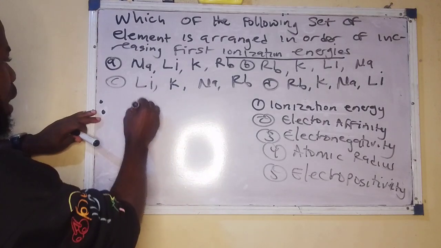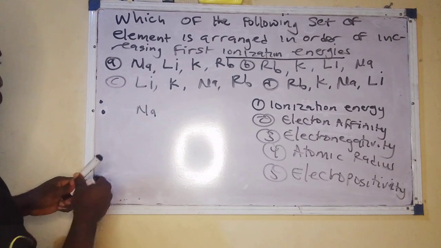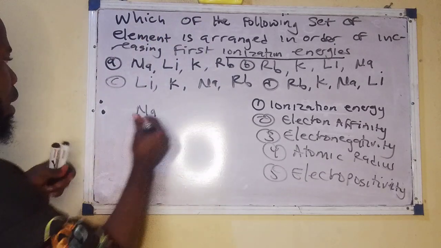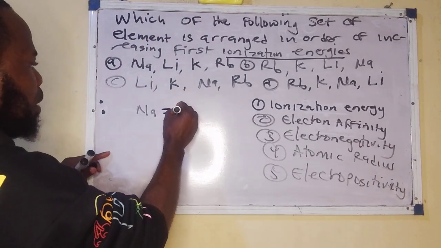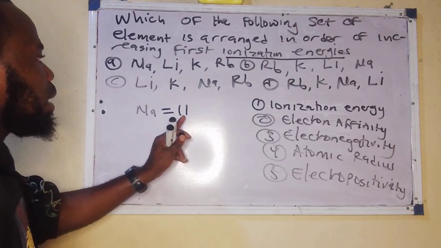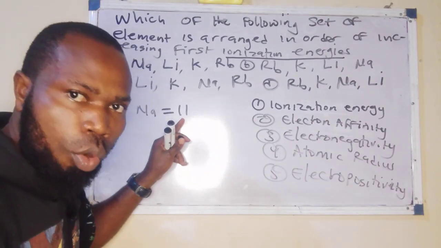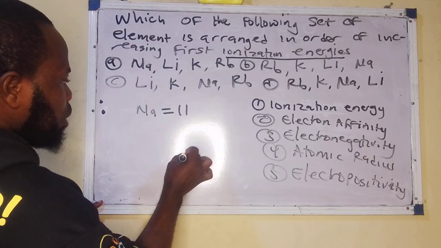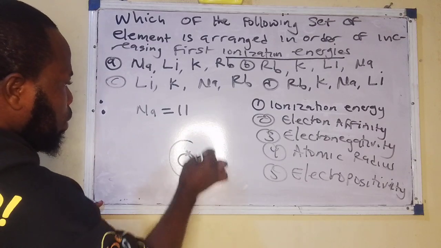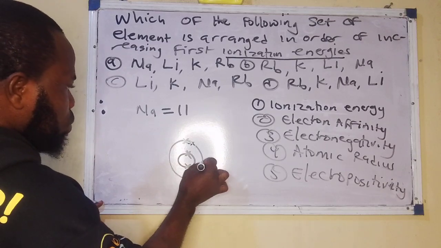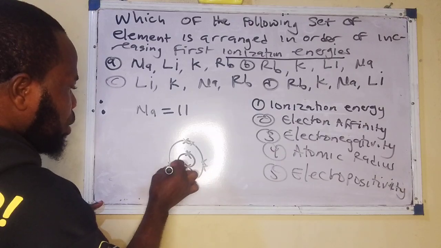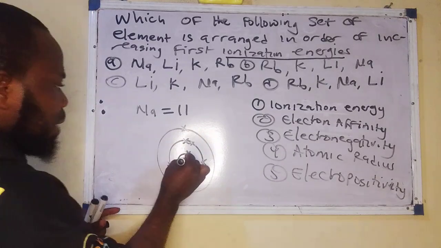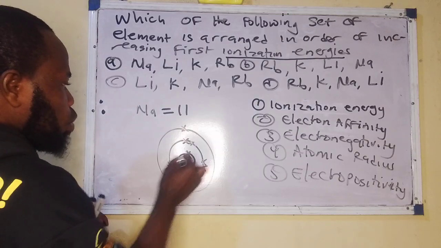Probably we have an element here, for instance sodium, and sodium has an atomic number of 11. Because it is a neutral element, it's going to have 11 electrons also. If you do the configuration, the first shell will take 2 electrons, the second shell, which is the L shell, will take 8 electrons, while the other one will take 1 electron. Remember, the center is the nucleus of an atom.